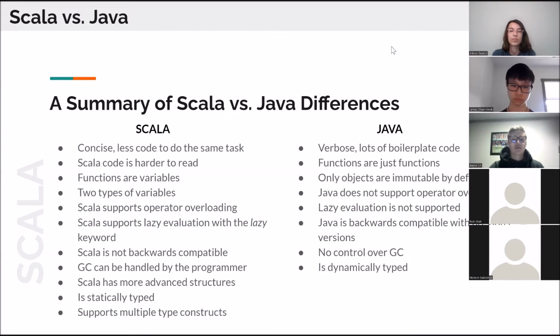While Java is compatible with previous versions, Scala is not backwards compatible. The way code is typed differs between the two languages as well. While Scala is statically typed and supports multiple type constructs, Java, on the other hand, is dynamically typed.